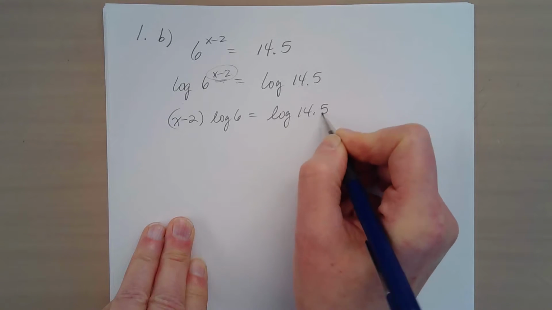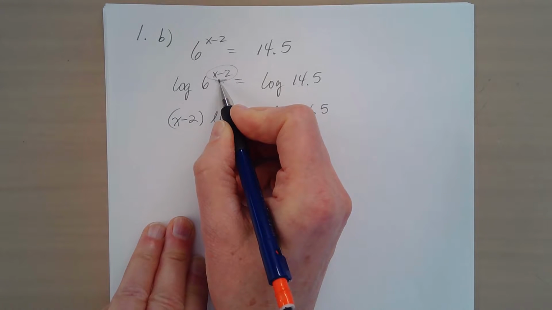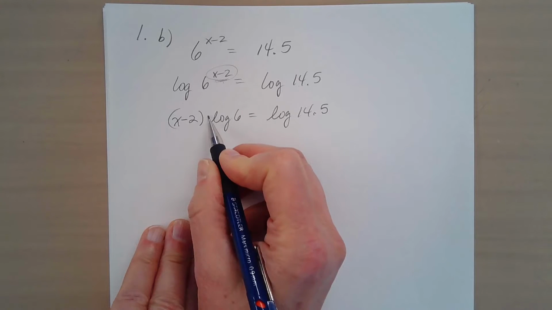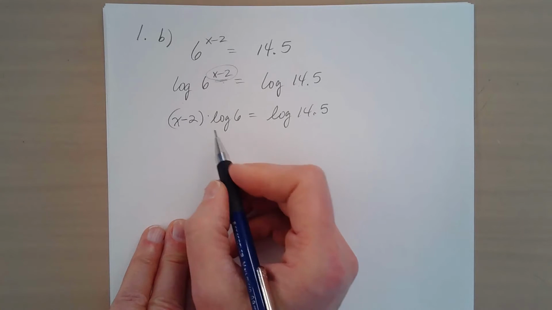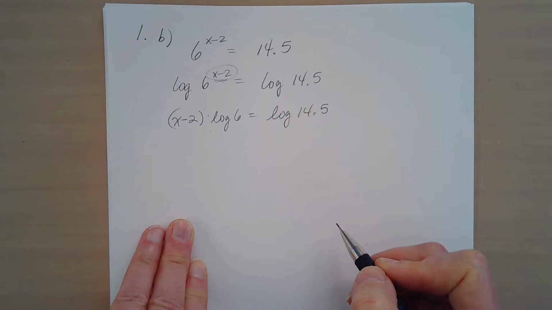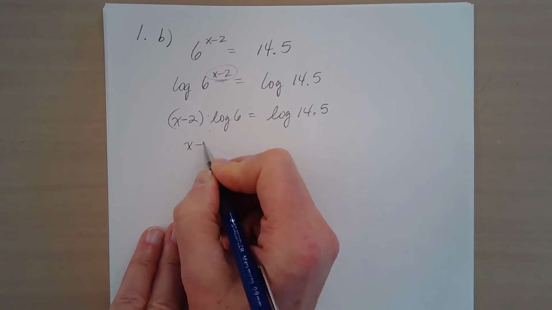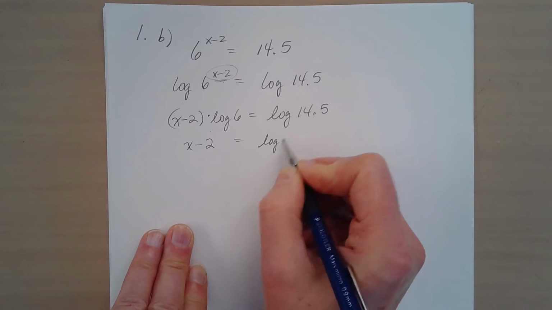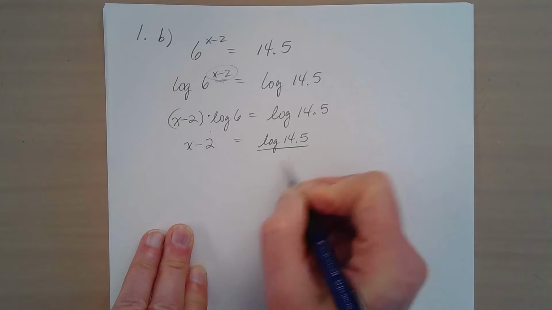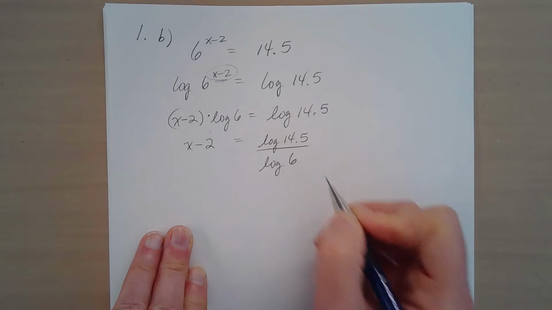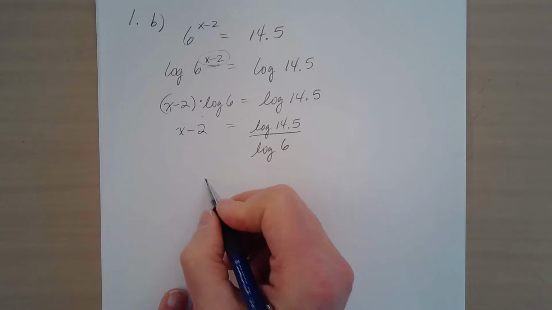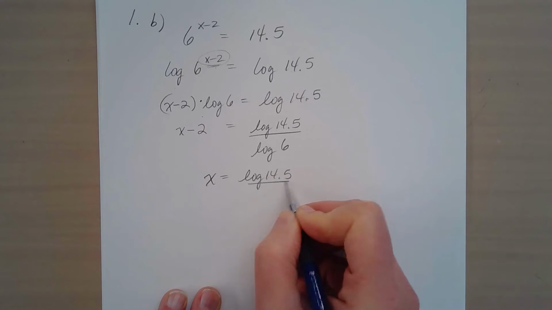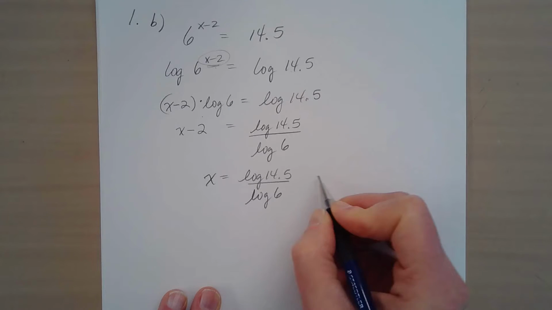So this is one of the easy ones, right? If you just have one x in the equation, it's a very straightforward one. We could do it a very simple way, right? Like John, you were saying, we could just divide both sides by log 6, right? So I can have x minus 2, because this is being multiplied, equals log of 14.5 divided by log of 6. And then only one last thing to isolate the x. So I have log of 14.5 divided by log of 6 plus 2.